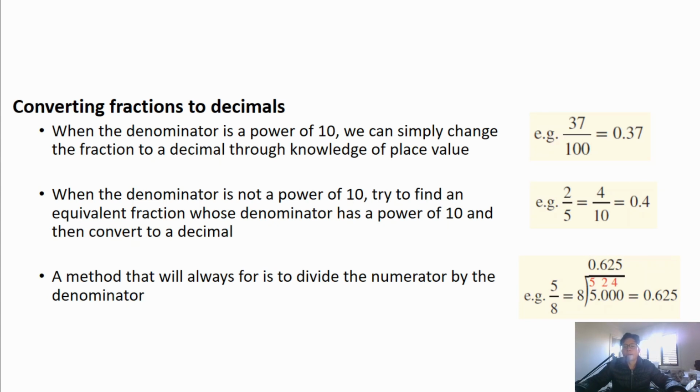However, not all fractions can be made into an equivalent fraction that has a power of 10 in the denominator, like this one down below, 5 over 8. There's no way we can make the denominator a power of 10 here. So a method that will always work, the longest and hardest one, is to divide the numerator by the denominator. Here we divided the numerator 5 by 8, and that gave us 0.625.